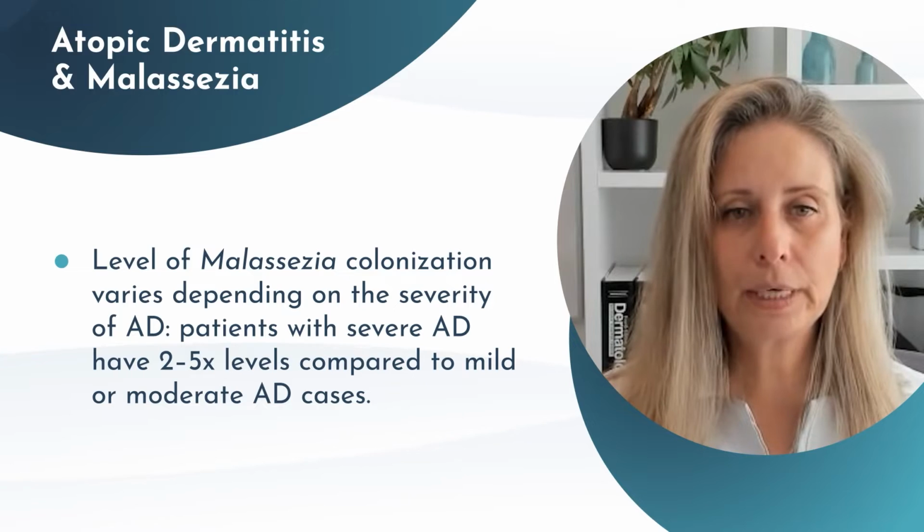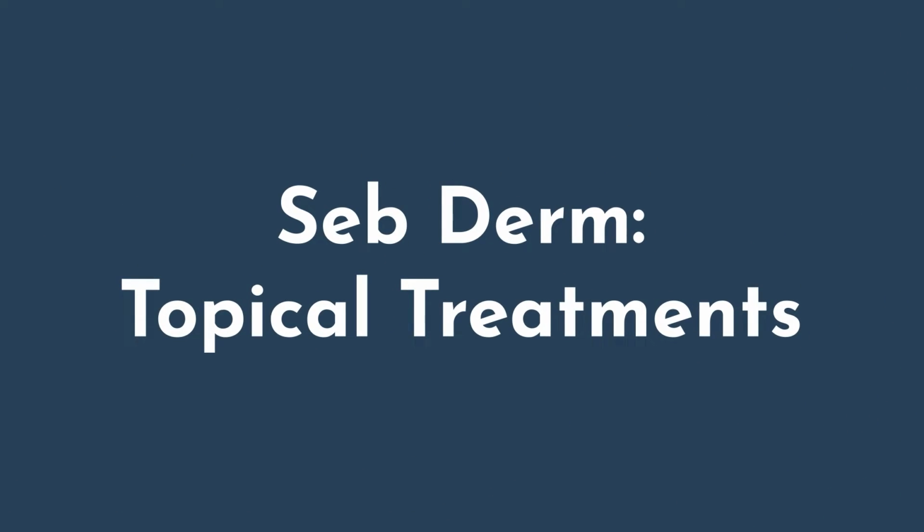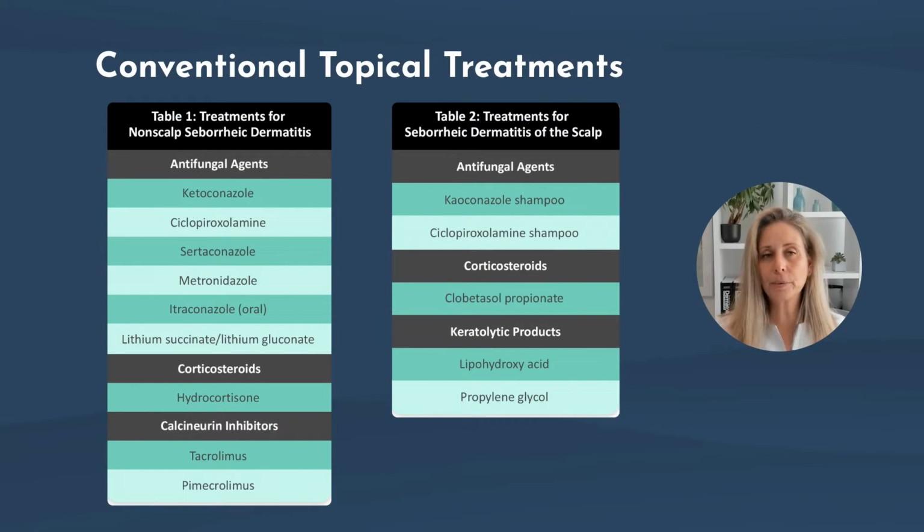All right, so let's look at what's going on with topicals. What are the more conventional pharmaceutical options that are being used today? There are a lot of topical treatments that can be used, things that can be used for the scalp and for other areas of the skin. So antifungal agents, right? Things like ketoconazole shampoo. I think that's the most common one that I see.